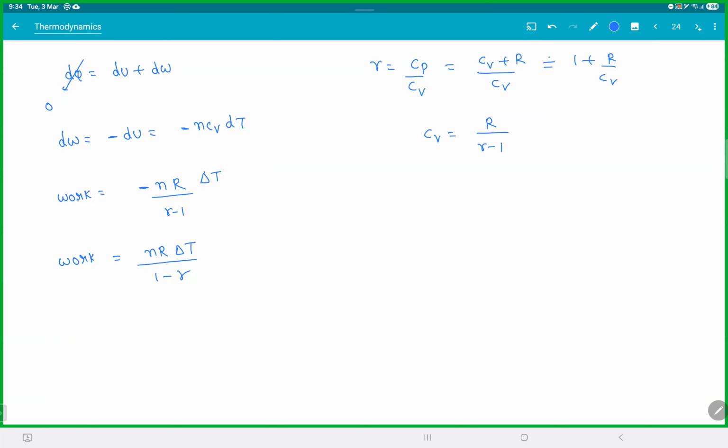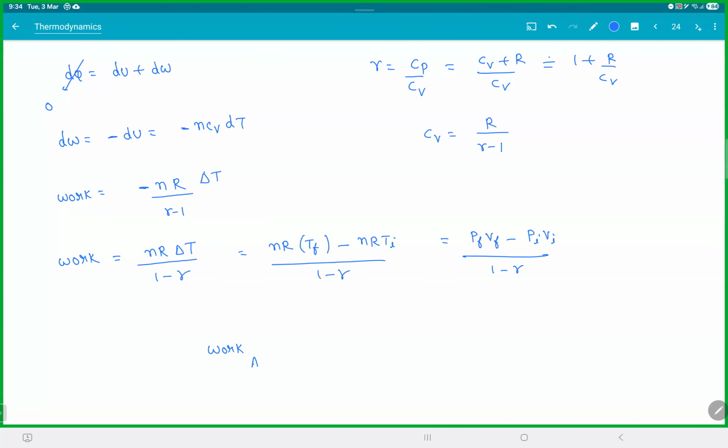This is one way of writing. And then we can also say nR T final minus nR T initial by 1 minus gamma. nRT is nothing but P final V final minus P initial V initial. We can actually skip integration and get this. You could have done integral PdV also. So remember these two formulas for work.